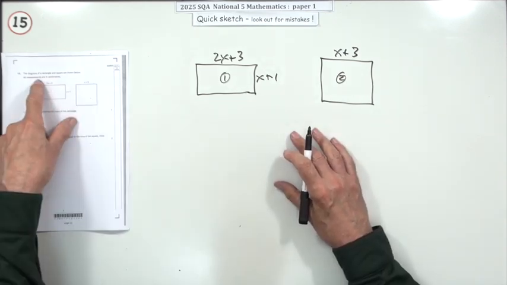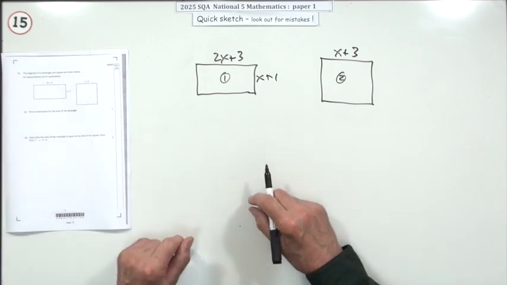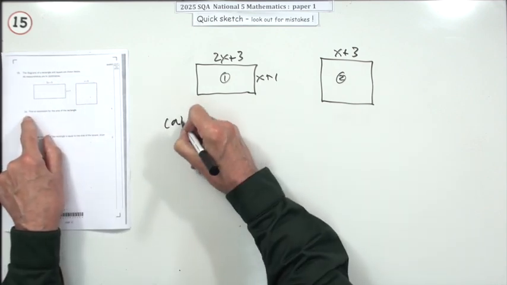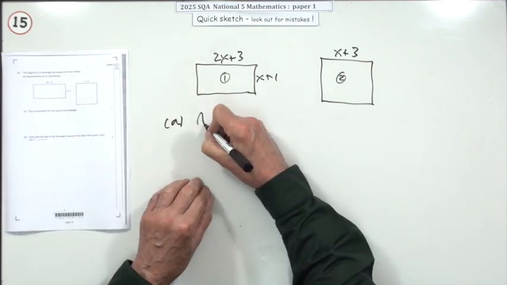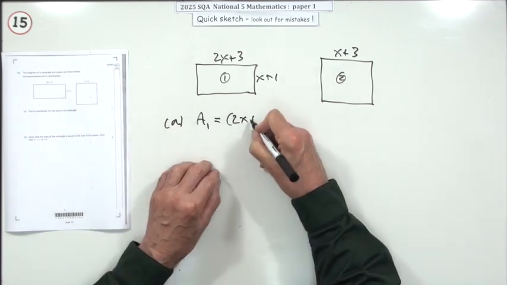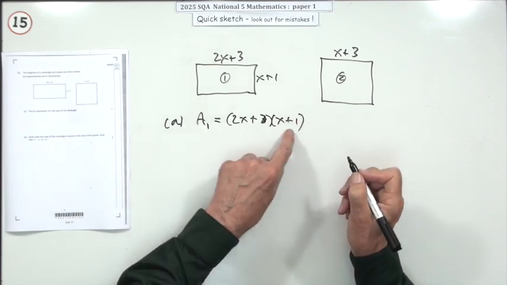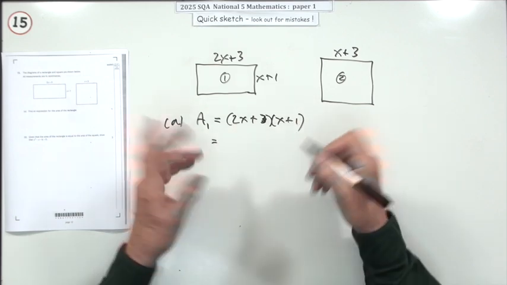In number 15, the diagrams are of a rectangle and a square. I've just given them names here so I can refer to them. Find an expression for the area of the rectangle. So that's why I've given it a name, so I can call that A1. Well, that's length times breadth. I'll call 2x plus 3 the length and x plus 1 the breadth, even though I'd prefer to write them the other way around. But you can do that.